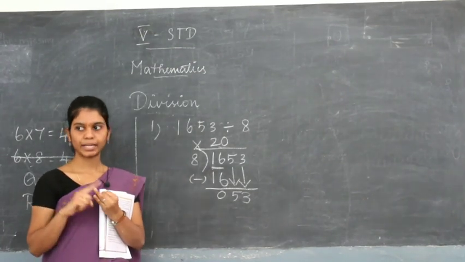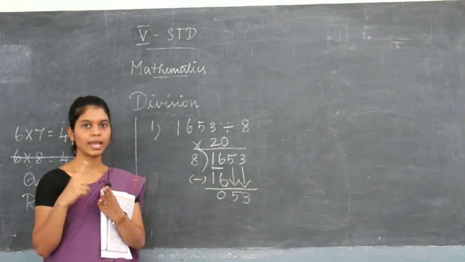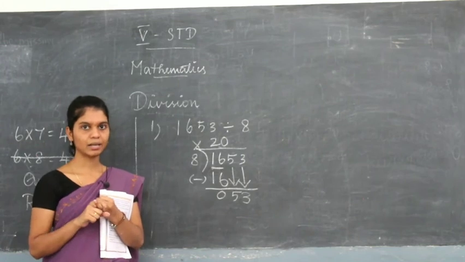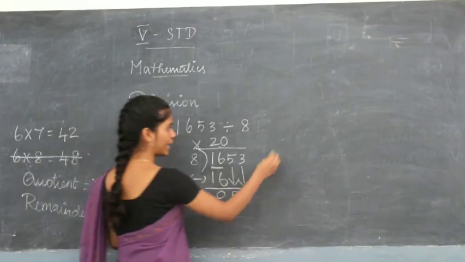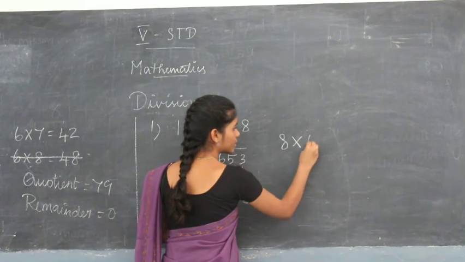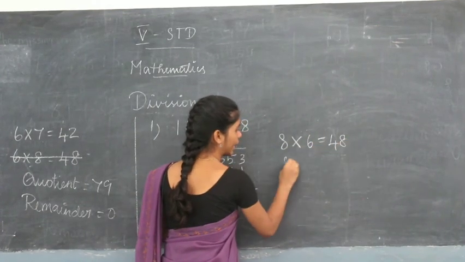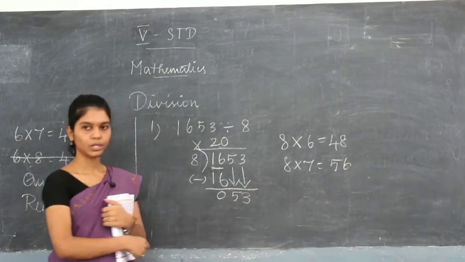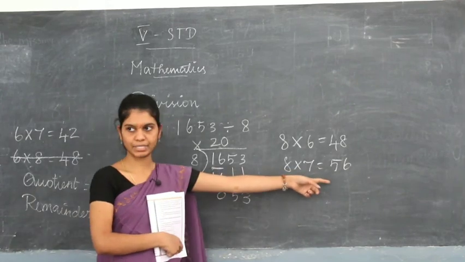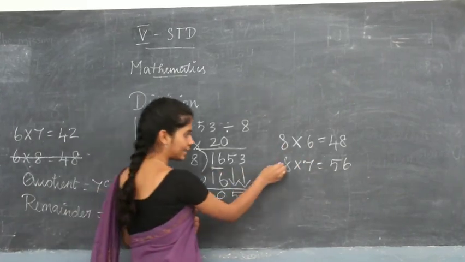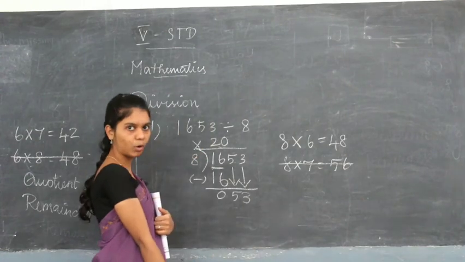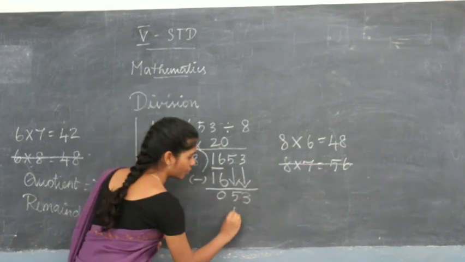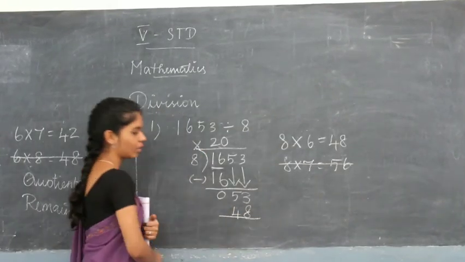8 ones are 8. 8 twos are 16. 8 threes are 24. 8 fours are 32. 8 fives are 40. 8 sixes are 48. 8 sevens are 56. You know 53 is smaller than 56, so you cannot use 8 sevens are 56. So what you will do? You will go to the number before. So 8 sixes are 48. So 48 you got.